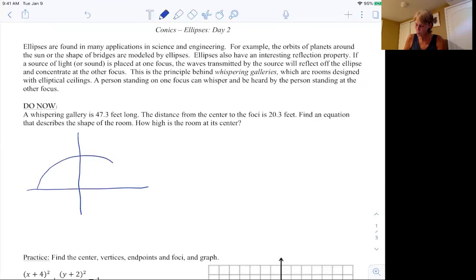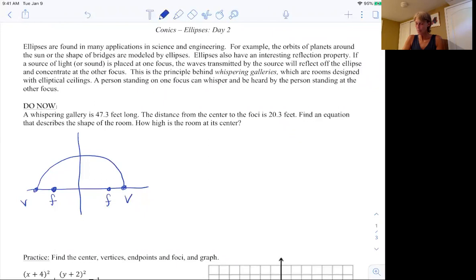So the room would be sort of shaped like that. And basically, you're going to have your foci. And of course, the edges of the room are the vertices. And if you're at one focus, the sound is going to bounce off and go to the other focus. So what happens is a person can whisper, and that sound can be heard by the person across the room.